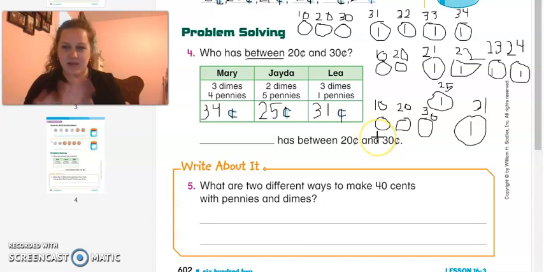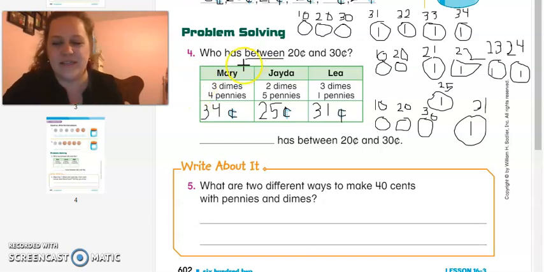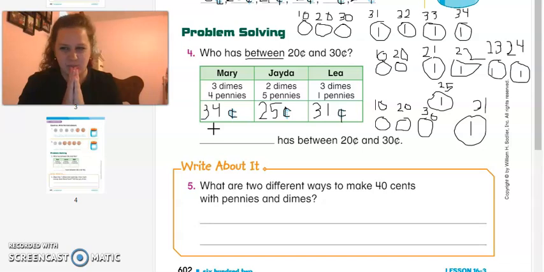All right, so now that we've done all of that work, we are going to think back to our question that says, who has between 20 cents and 30 cents? So let me ask you this. Mary has 34 cents. Is that in between, in the middle of 20 and 30 cents? It's not. 34 is bigger than 30. So she doesn't have between 20 and 30 cents.